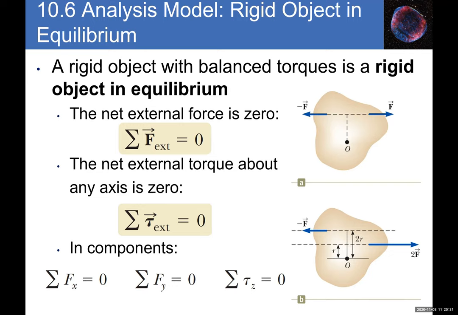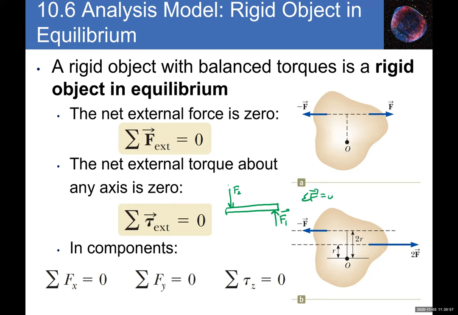There has to be no net force, but also no net torque. For example, think like this. If you have an object like this, imagine you apply a force upward, F1. If you apply another force downward, F2, with the same magnitude but opposite direction, the net force here is zero, right?